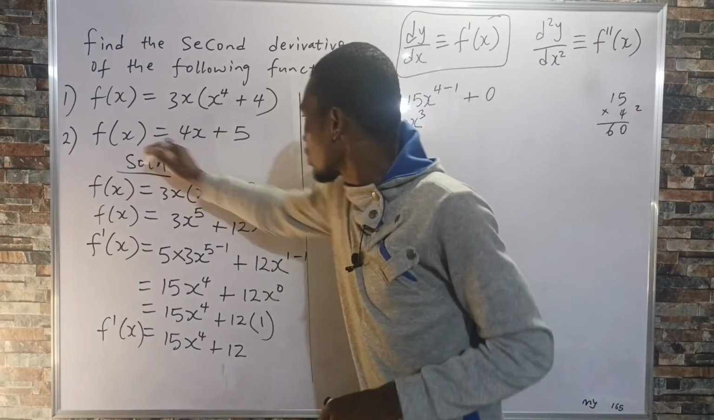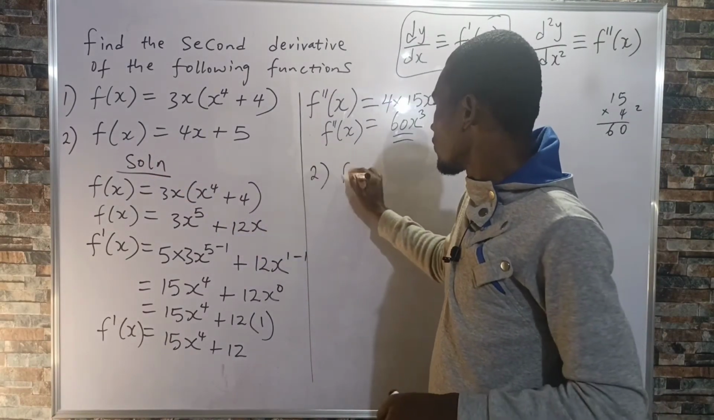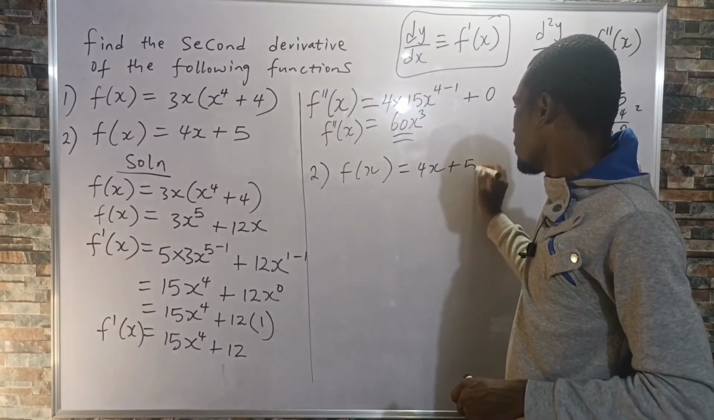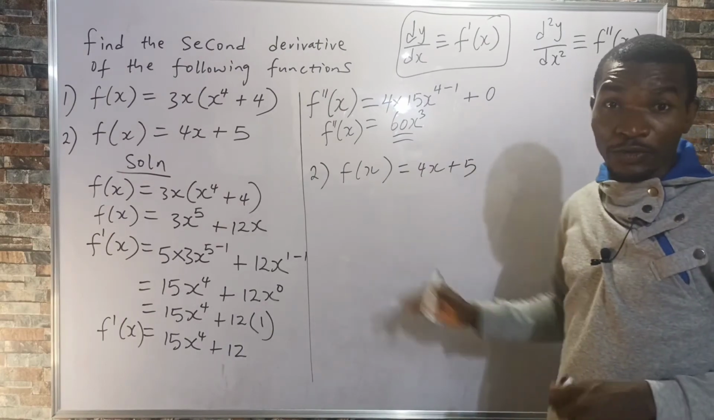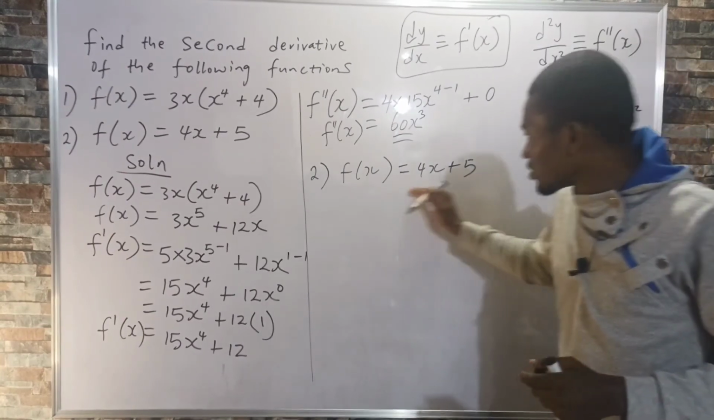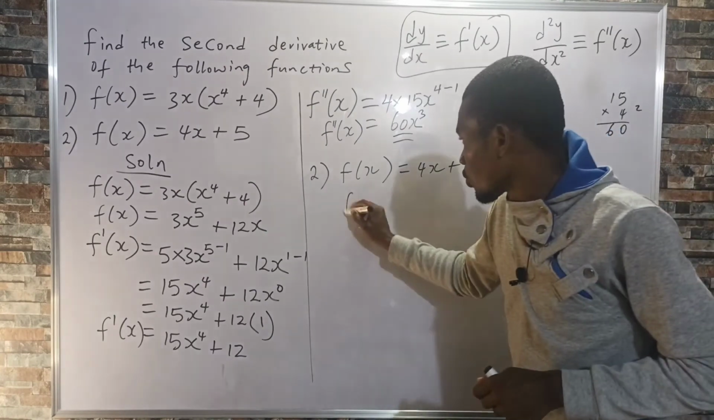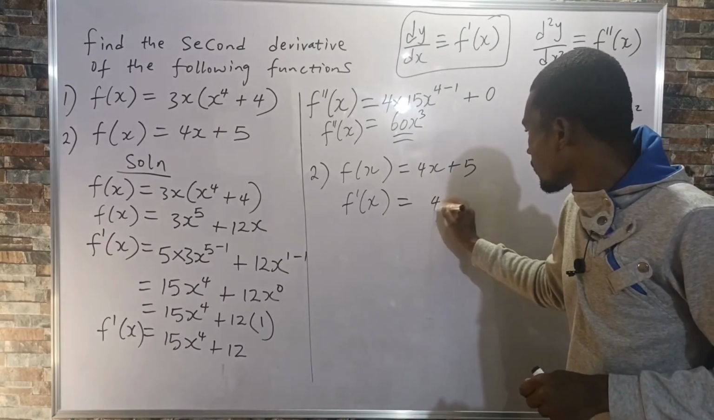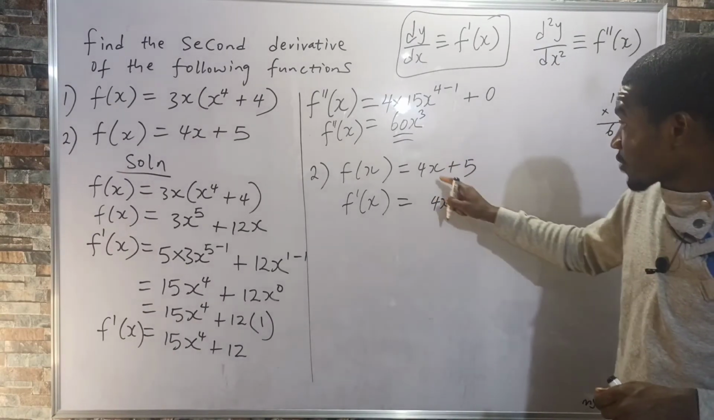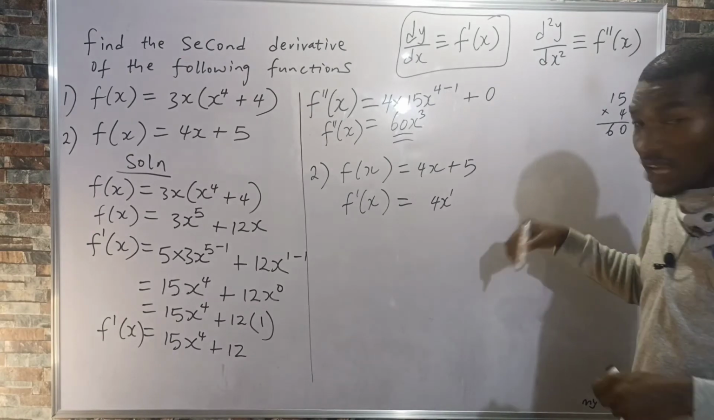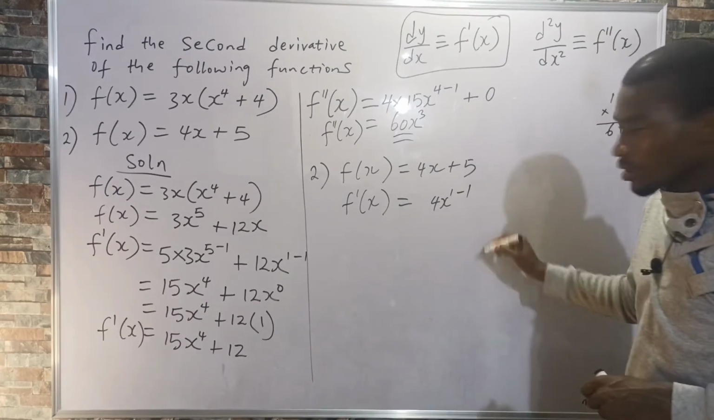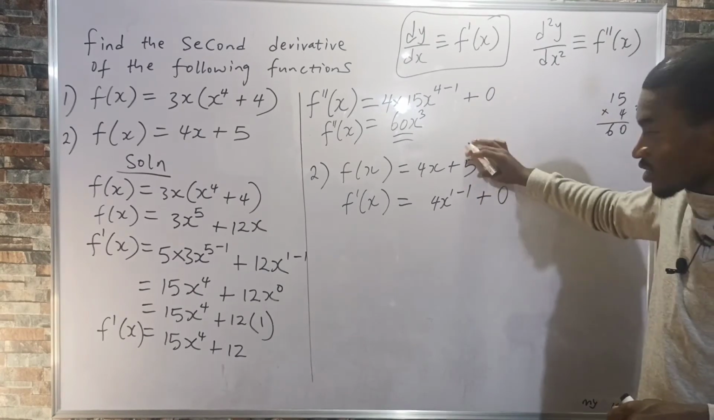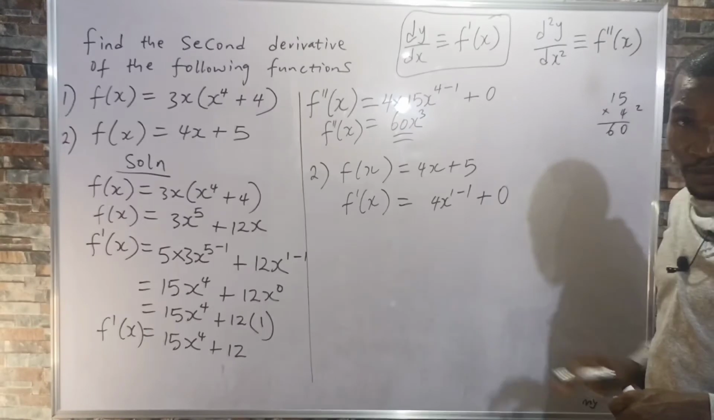Let's go ahead to solve the second one. The second one, we have f of x, which is equal to 4x plus 5. We want to find the second derivative of this given function. First thing first, let's differentiate this function the first time. So we have f prime of x, and that is equal to 4x raised to the invisible one. Every variable has an invisible one attached to it as the power, okay? Then minus 1, then plus, differentiating a constant will give us 0. 5 is a constant, so differentiating 5 will simply give us 0.